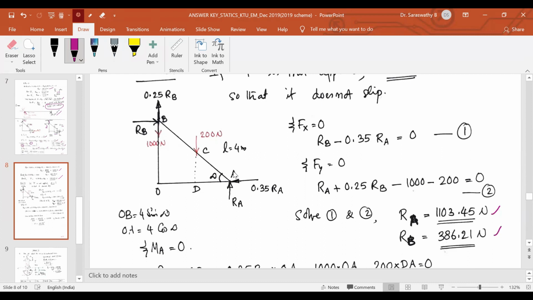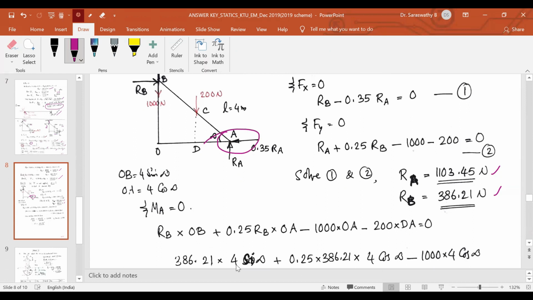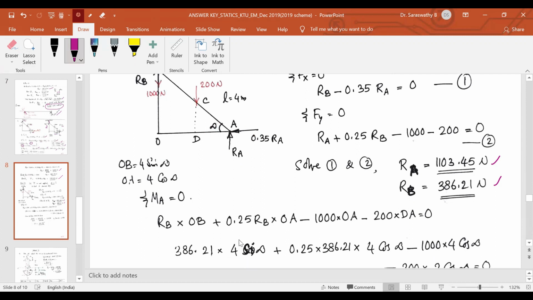Now take moment about A. Sigma MA is equal to 0. Take moment about A and equate to 0. RB into OB, 0.25 RB into OA, positive. Minus 1000 into OA, minus 200 into DA is equal to 0 as earlier. OB, OA, OA, DA, everything is in terms of alpha. Here we don't have the value of alpha as earlier. Here we have to find out alpha, so we write OB as 4 sine alpha.